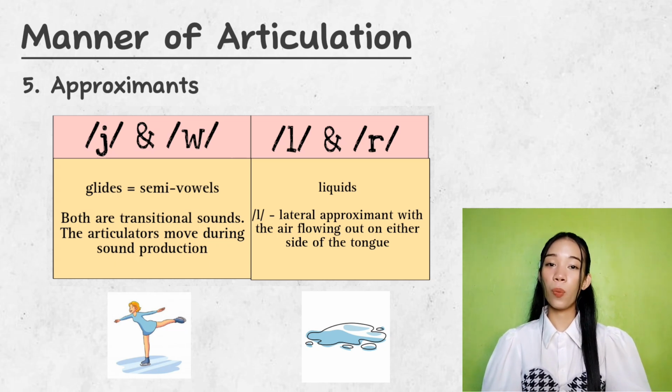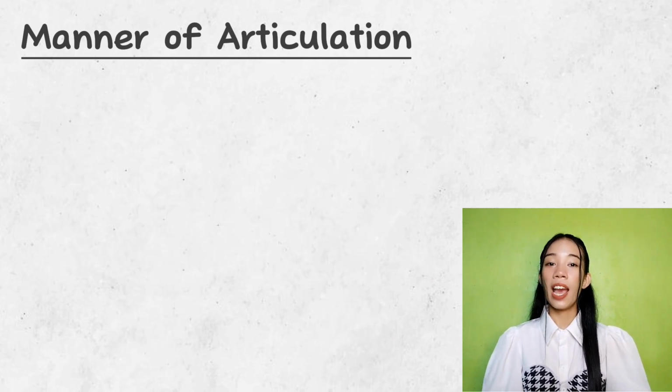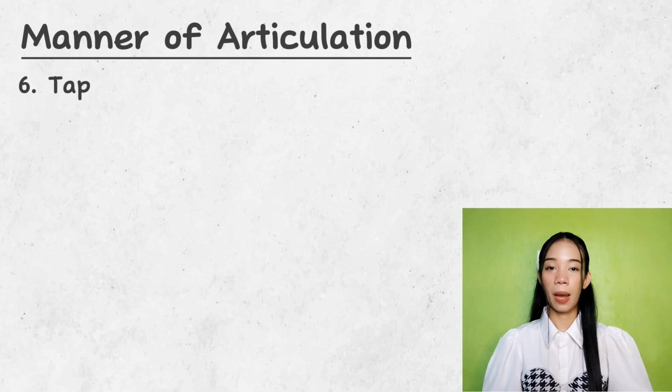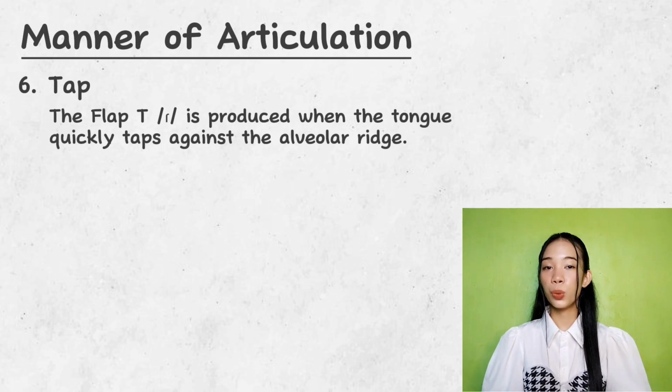As you can see, there is water here. Okay, and now we come to one more group, number 6, and that's the tap. Now, again, this is a very specific sound. We call it usually the flap T. You can see the IPA symbol here. Looks like a bit of a funny R. And this is produced when the tongue just very quickly taps against the alveolar ridge.